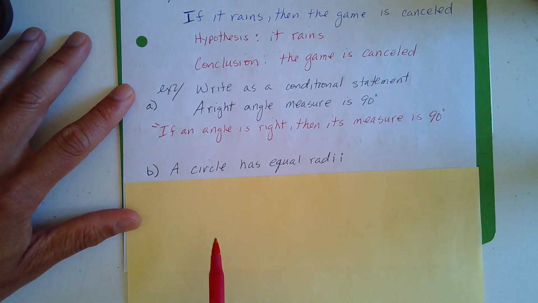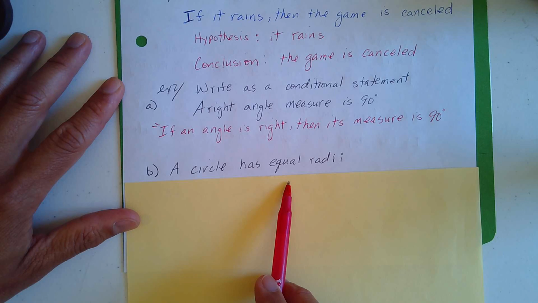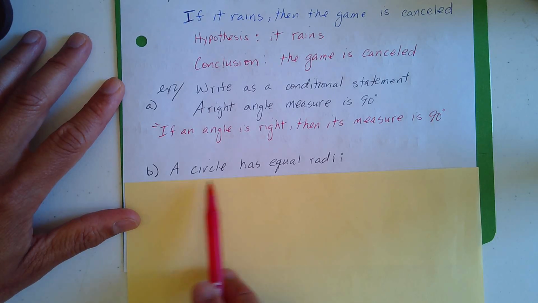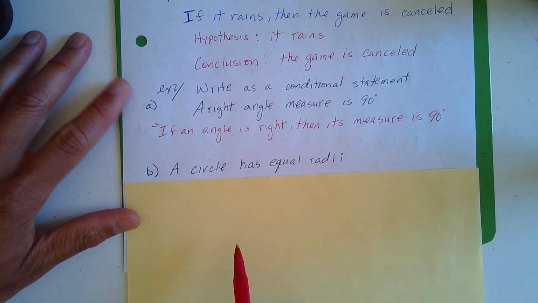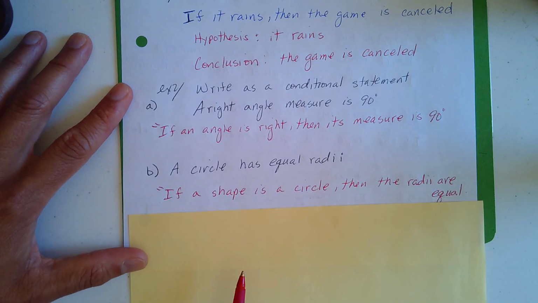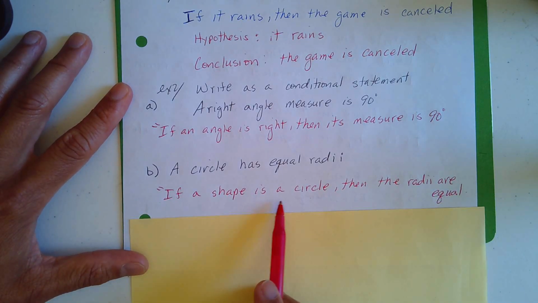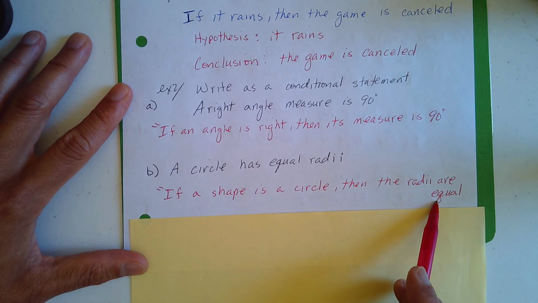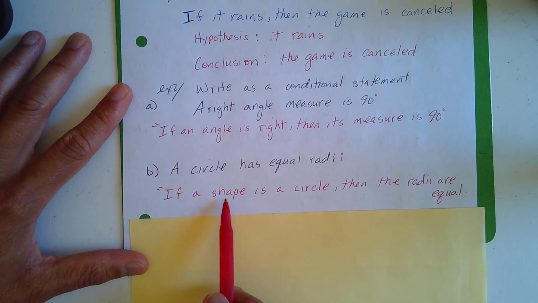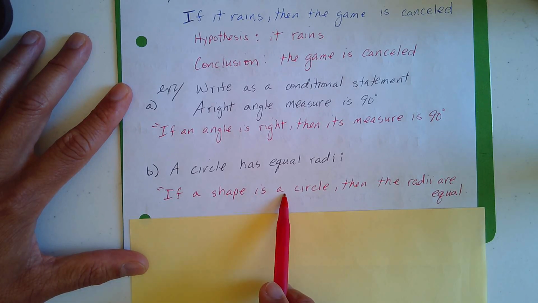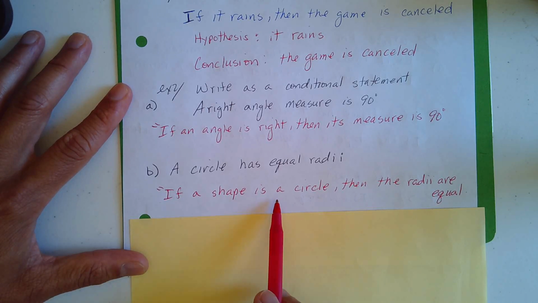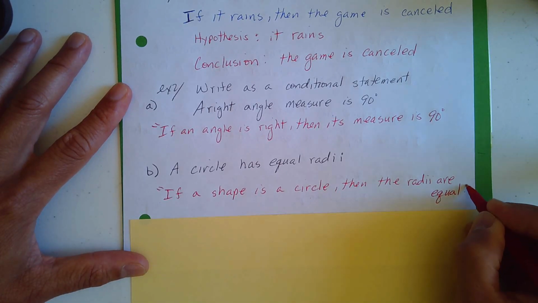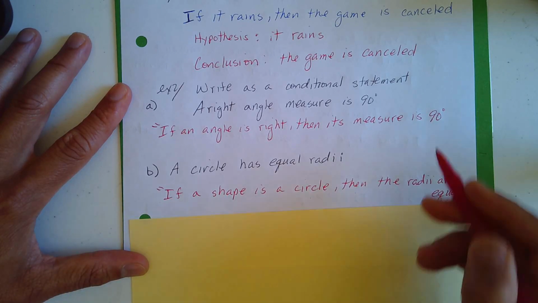Here's another statement. This is not conditional because you don't see the words if and then. A circle has equal radii. Radii is the plural form for radius. So, if a shape is a circle, then the radii are equal. Notice I had to put an additional word here. I can't just say if a circle. Put a description. So you could say if a shape, or you could say if a figure is a circle, then the radii are equal. This is now a conditional statement because you have the words if and then.